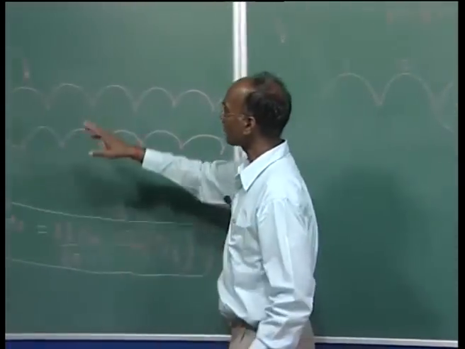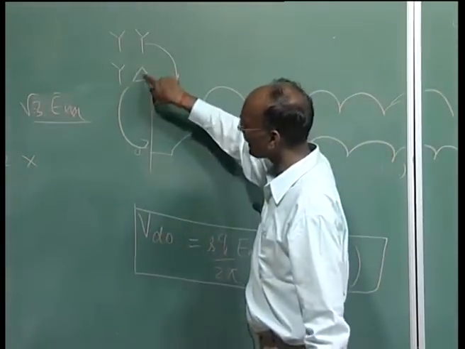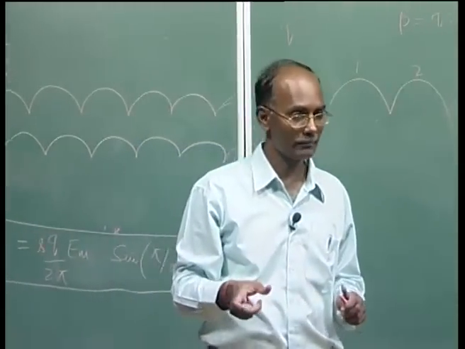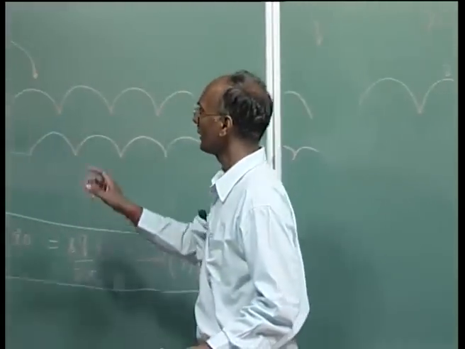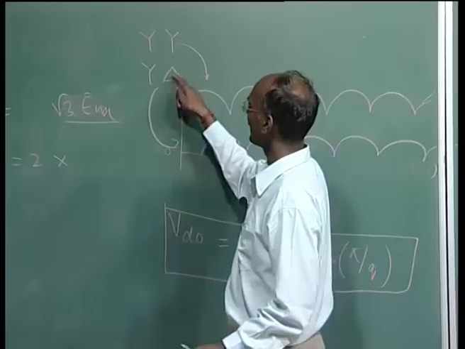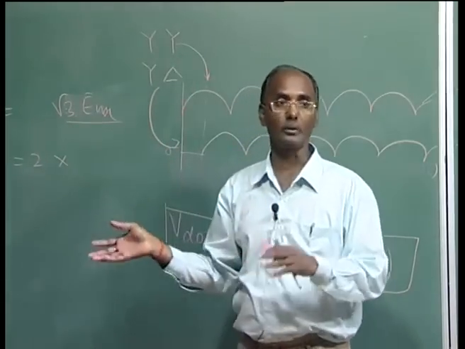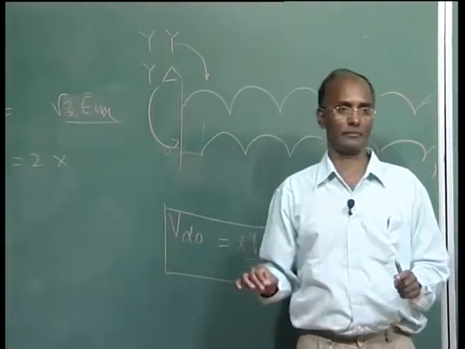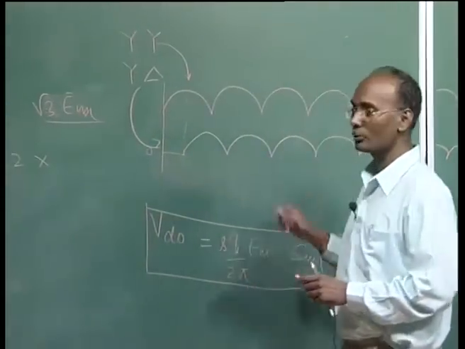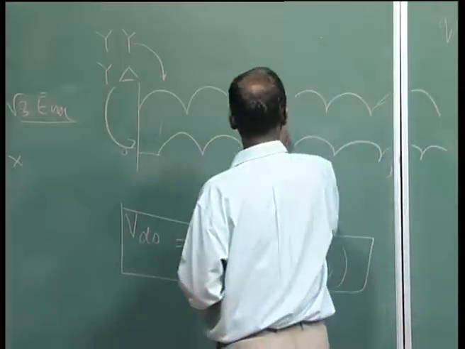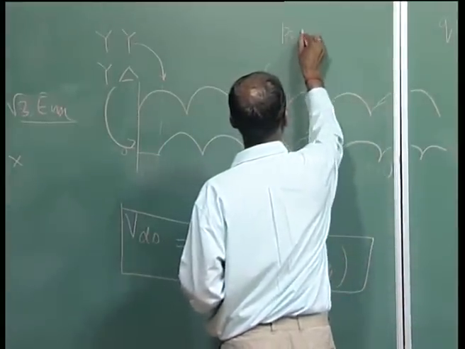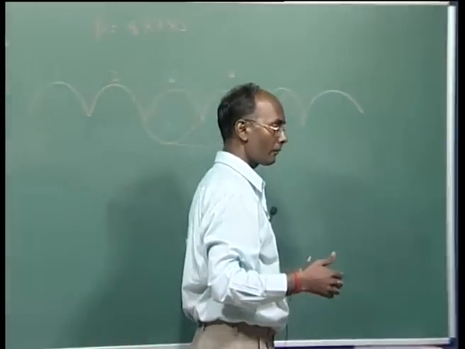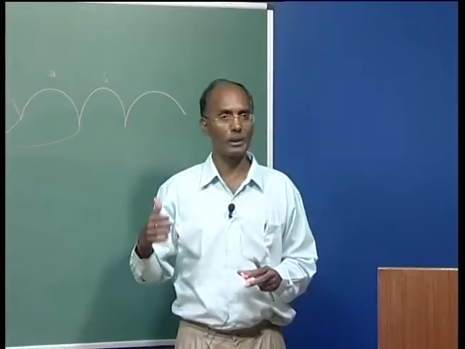So here, one transformer is star-delta, and as we know, due to the star-delta transformation there is a 30 degree shift. Whether it is leading or lagging depends on the winding configuration and how it is placed in the core, but certainly there will be a 30 degree shift. Due to this, we now have 12 pulses: 6 plus 6, so the total pulse number is 12.